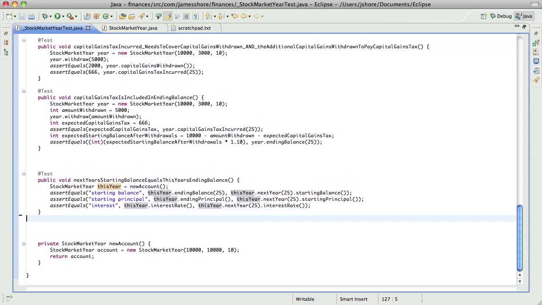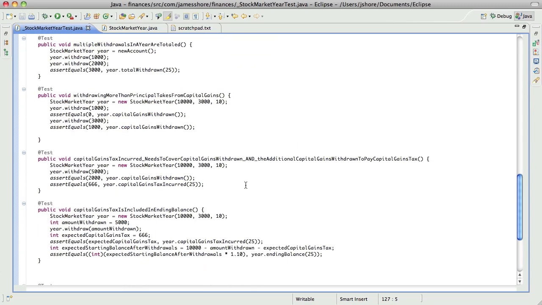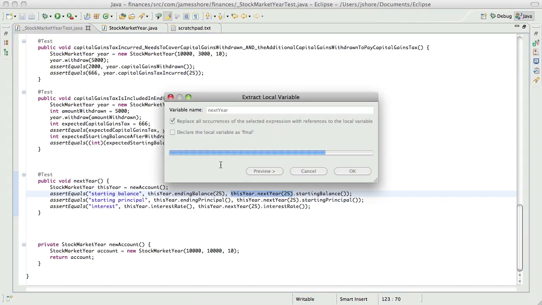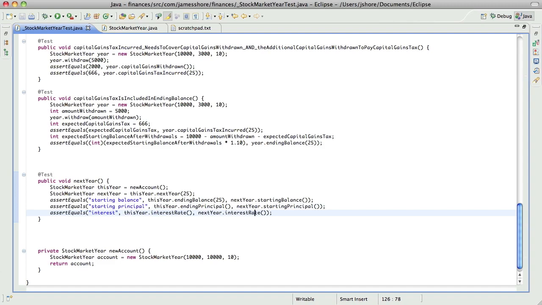And the reason for that is that if I have to scroll up and down to see what's going on, I have trouble following what's going on. So I'm just going to call this next year, and I think that somebody reading this will be able to see that this is about what happens next year, and they'll also be able to see that each of these is starting balance, starting principal, interest. If I'm wrong, of course, I'll take it back out, but I don't think I am. Let's factor that out. Okay.